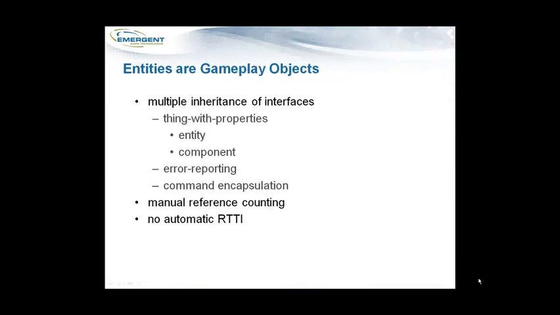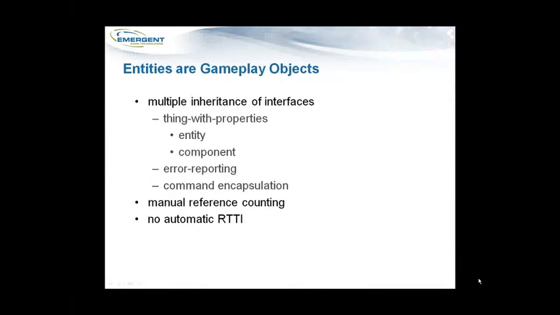In the entity layer of Gamebryo, we support multiple inheritance through interfaces. So any entity is a thing with properties. It also has an error reporting interface and a command encapsulation interface. By bundling commands up as objects, we have strong support for undo and redo in all of the tools in the entity system. By bundling up error reporting as a separate side of an object, we can have uniform error reporting, essentially aspect-oriented programming, across the Gamebryo entity system.